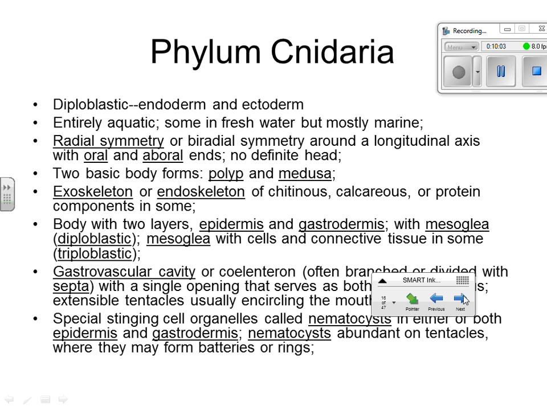They have oral and aboral. What do you think aboral means? What's ab mean? If you're abnormal, that means what? That means you're not normal. So that means not the mouth. So they have a mouth side and a not the mouth side. Which is another way of saying they pretty much have an anus. No definite head. Don't really have much of a brain. Got some nerves. We'll talk about that in a minute.